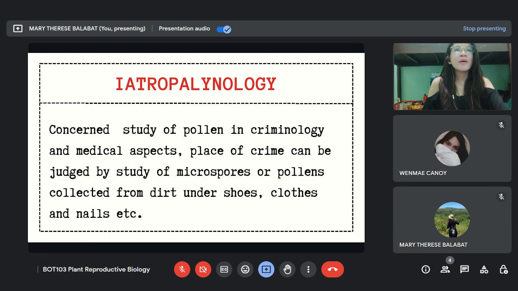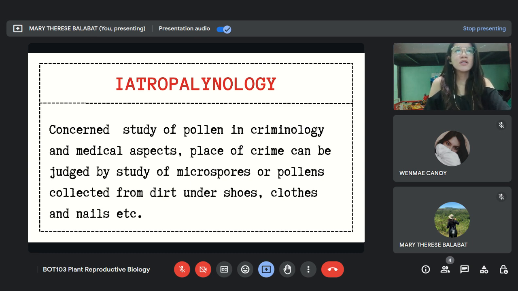And iatropalynology is concerned with the study of pollen in criminology and medical aspects. The place of a crime can be judged by the study of microspores and pollens collected from dirt under shoes, clothes, and nails. So this is related, for example, to crime scenes. It is also helpful in identifying prints from the criminal.